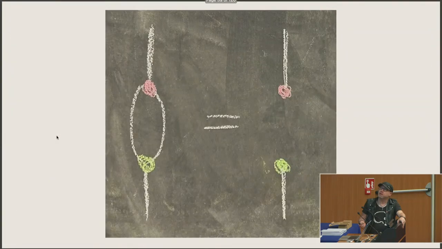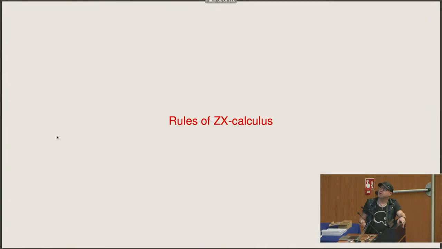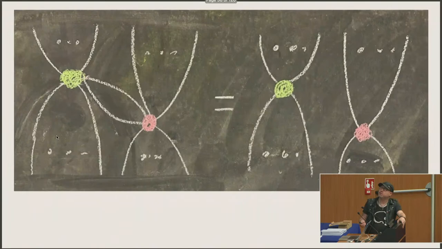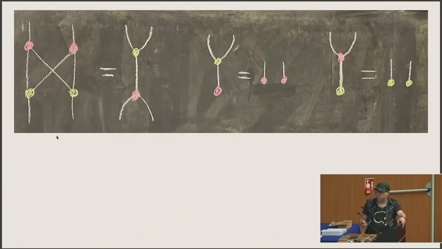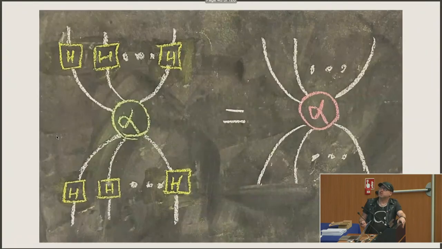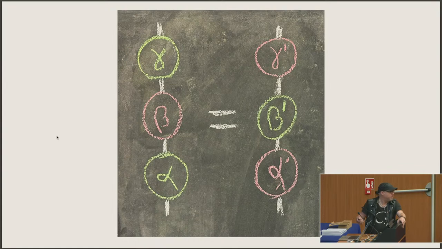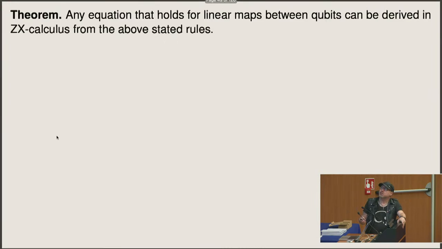So which rules do we have? We had spider fusion, these ones, the square, getting rid of the square, and the copying. This is just notation, the color change rule, and some rule which I'm not going to specify, which we never use anyway. But you can show that any equation between matrices, tensor products and everything in linear algebra can be derived from these rules. There's nothing more you can do in Hilbert space than what you can do with these spider rules. And that's what logicians call completeness.